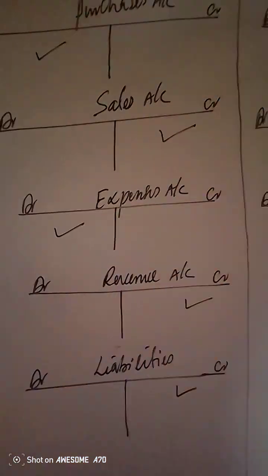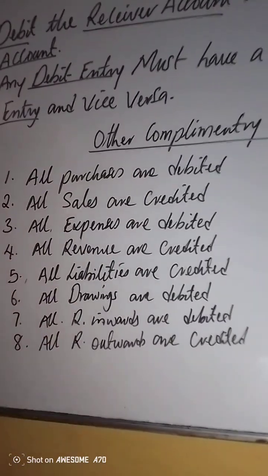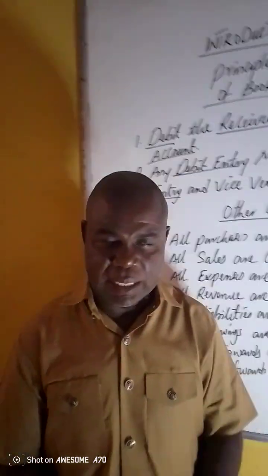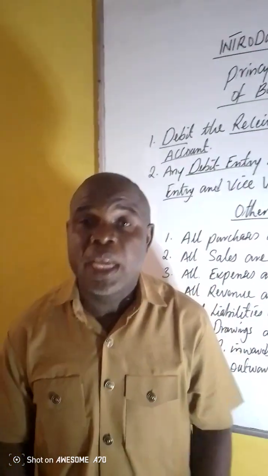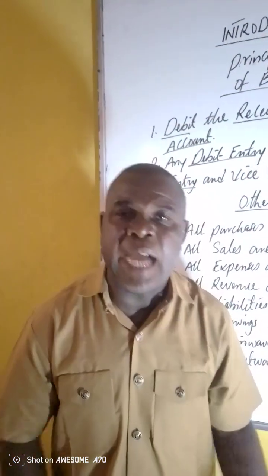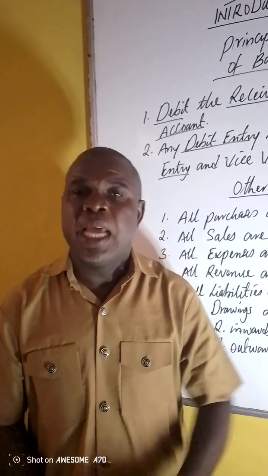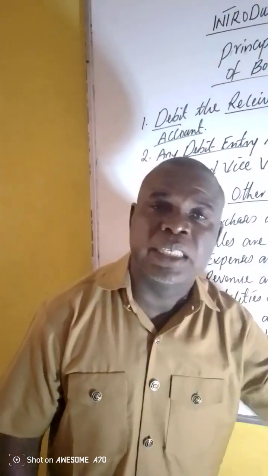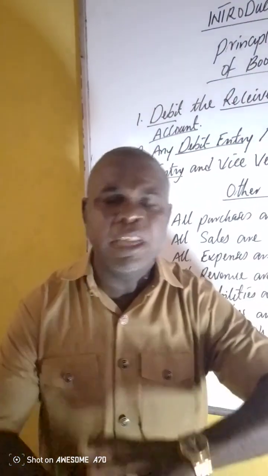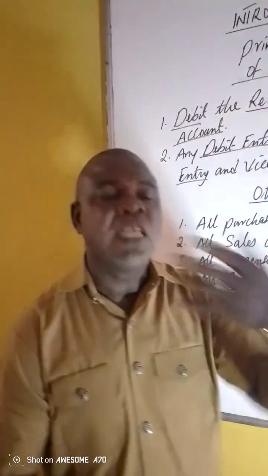Next, we say all liabilities are credited. Liabilities in accounting are the amounts that the business owes outsiders. It can be trade payables, what we call creditors. It can be normal owing, like if you're supposed to pay rent and you don't pay, or many other liabilities. Liabilities include non-current liabilities and current liabilities, like loans, borrowings, and any form of amount that the business owes to outsiders.